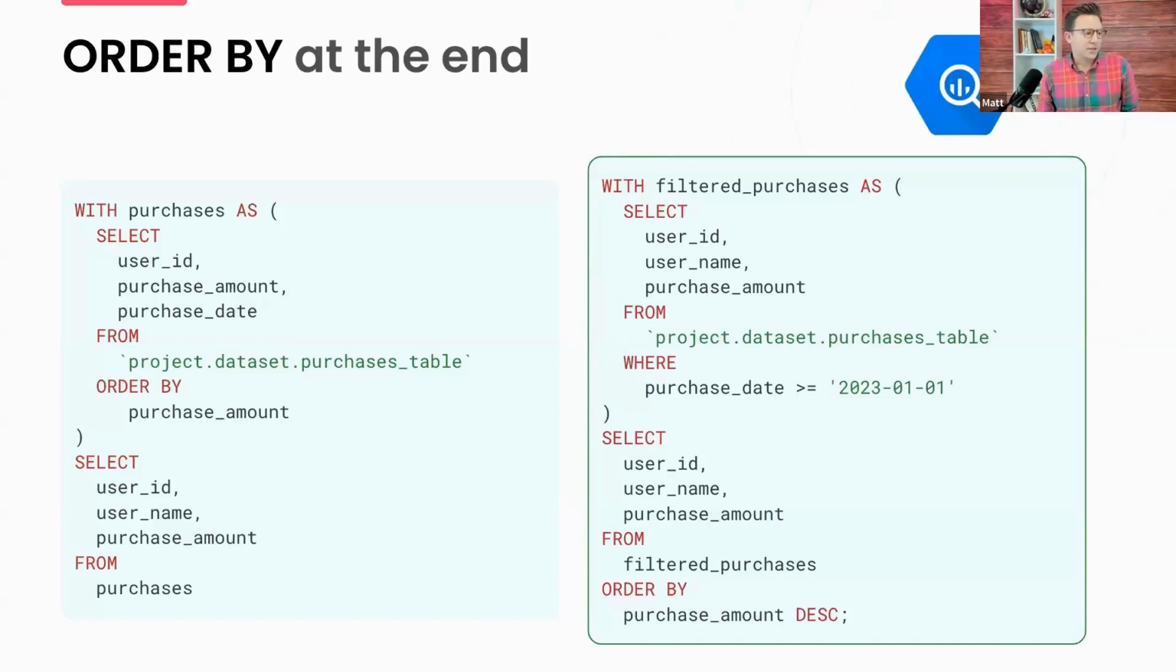What you can do here, as you can see in the correct structure, is filter to a specific date or a range of dates, and then move our order by to the bottom of the query. So we're only doing that at the very end. With the smallest amount of data, we do the order by, and that allows us to do that way more efficiently.